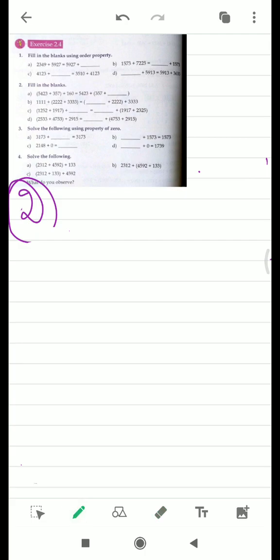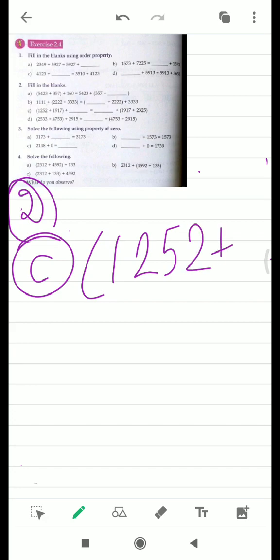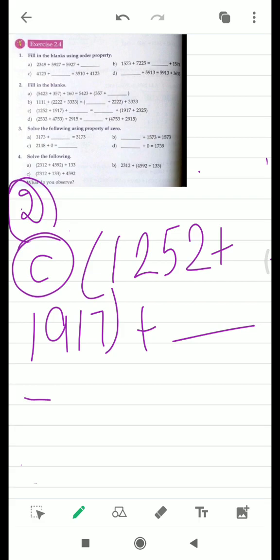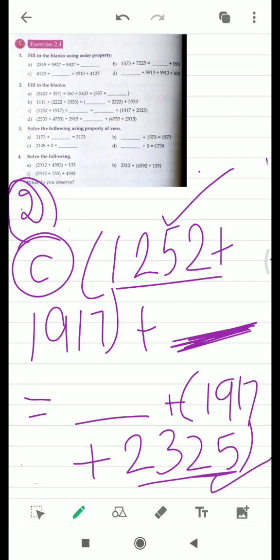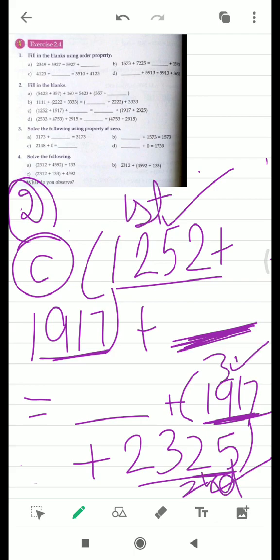Next is your C part. 1252 plus 1917 something equals to something. 1917 plus 2325. Now something is missing here as well. It means three numbers are, one is this is different one. So it could be the second one, and this is same in both the cases. So this is the third number. This is your first number, this is your second one, and this is your third number.